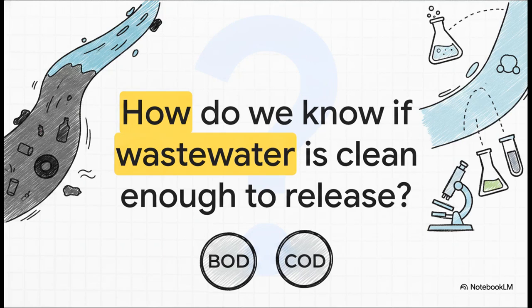Have you ever stared at a murky river or maybe some industrial runoff and just wondered, how polluted is this actually? I mean, sure, we can see the floating trash and we can definitely smell when something's off, but the most dangerous pollution in our water is literally invisible. So how do we actually know if a batch of wastewater is clean enough to safely release back into the environment? We need precise scientific metrics to measure what we can't see.